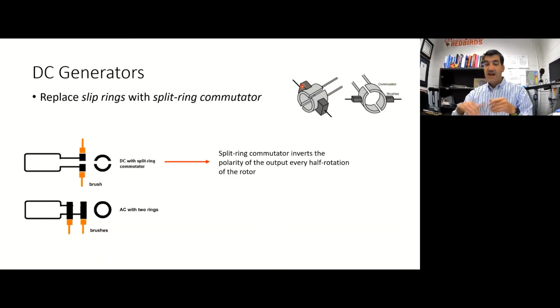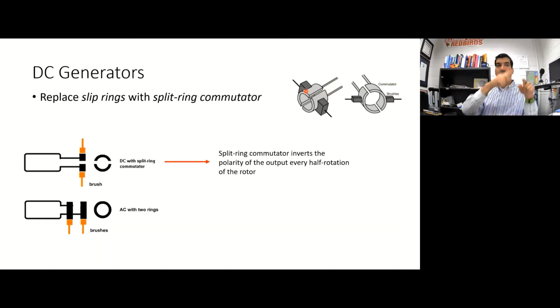All right, so in half of a rotation of the armature, the output of an AC generator would flip. It would go from positive to negative. But what we're doing here in the split ring commutator, we are actually inverting the polarity of the output every half rotation of the rotor. In this case, the armature is on the rotor. All right, so we're taking that AC waveform, positive, negative, and every half cycle, every half rotation, we are inverting the polarity of the output.